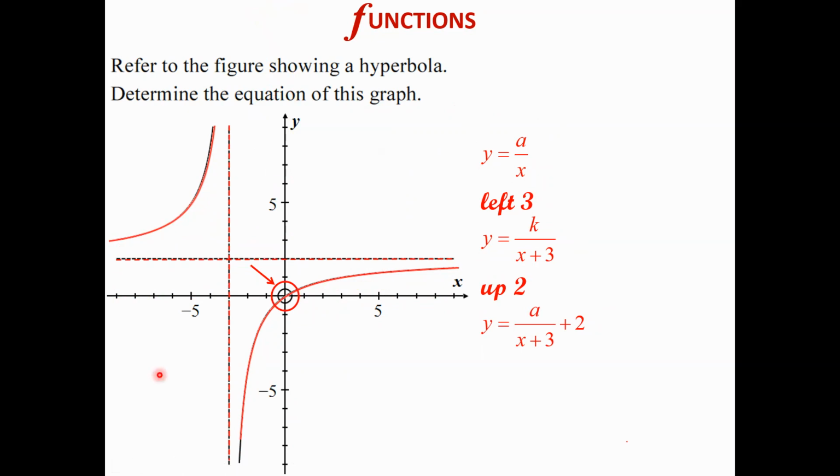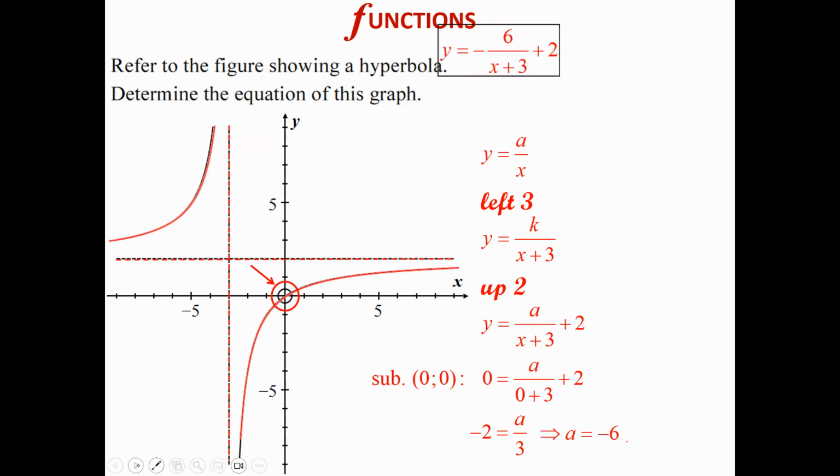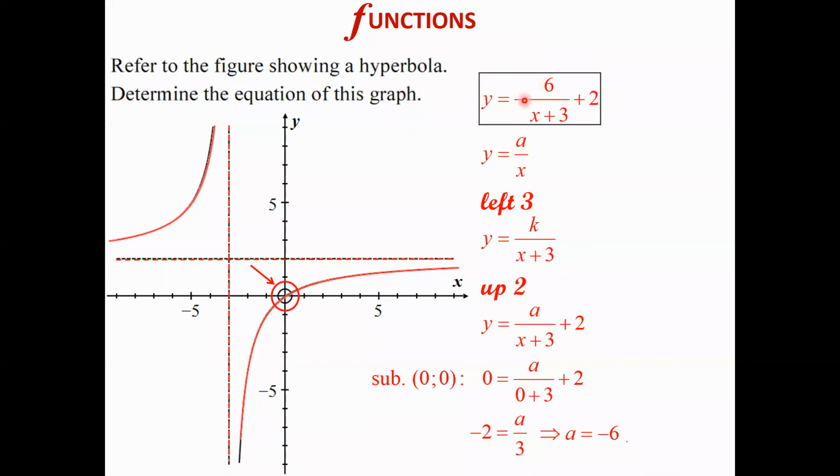And for us to find the equation of this hyperbola, we've got to substitute a point that the graph passes through. And in this case, the only point that we have is the origin, which is sitting at 0, 0. So all we're going to do is substitute that into the equation. And if we do that, we can solve for a, and we get a is equal to minus 6. So we can now take a equal to minus 6 and place it back into the equation, and that will give us the equation of the hyperbola, which is y equal to minus 6 over x plus 3 plus 2. So that's just the basics and intro into the hyperbola.